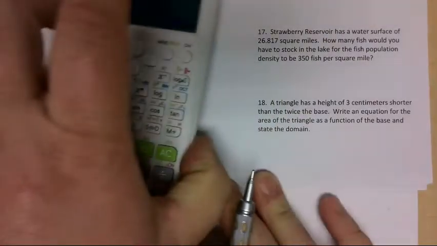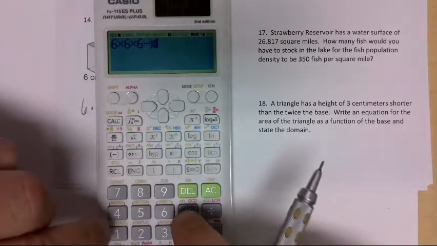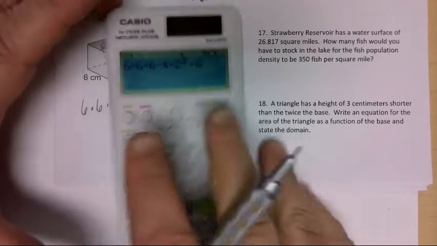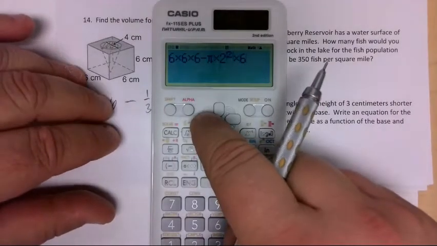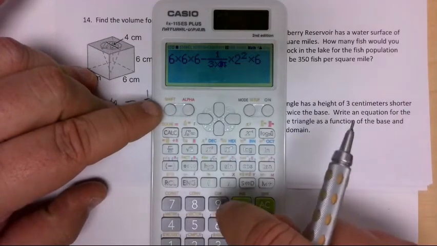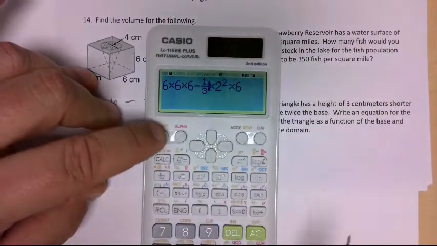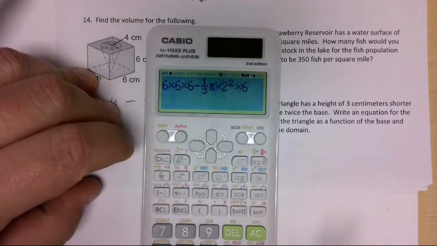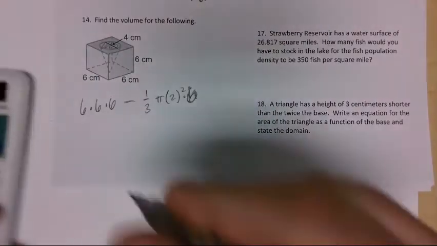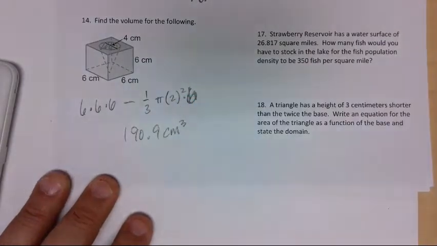So I'm typing that in my calculator. 6 times 6 times 6 minus 1/3 times pi times 2 squared times 6. I need to get my pi up there. Second, insert, pi, 1/3 pi. There we go. And I get 190.9, and this is going to be in cubic centimeters since it's a volume.